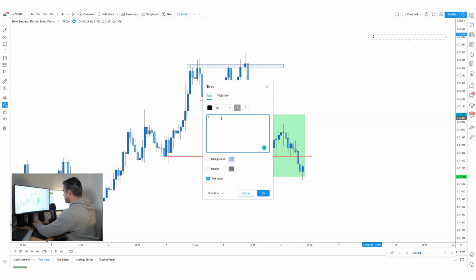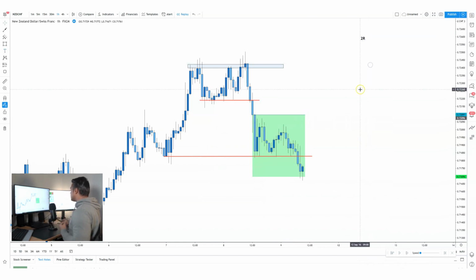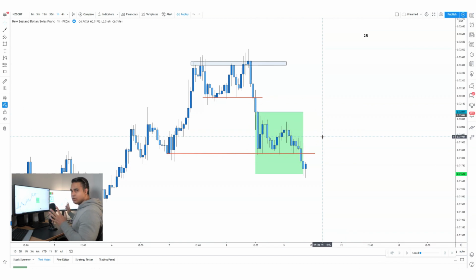We go 2R on this, actually. Okay, so now we'll start the analysis again. What I want to do in this instance is make sure that I've got a fresh perspective, looking away from the charts for a minute and then looking back.